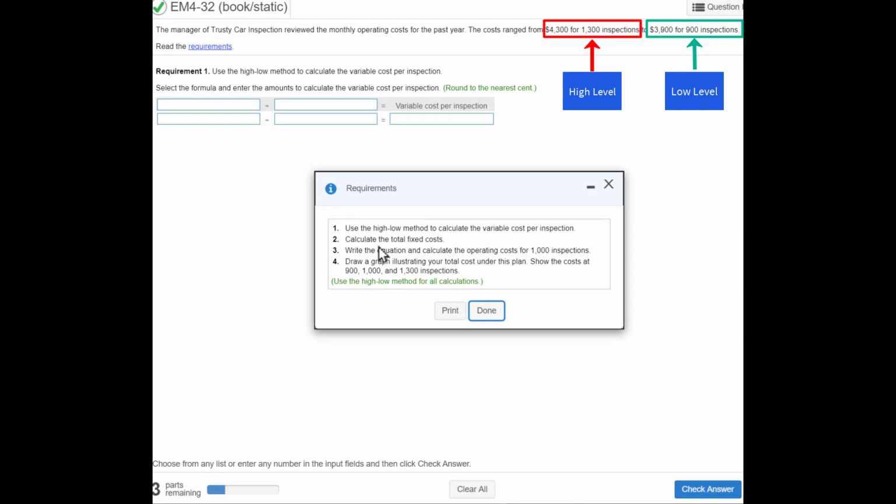Our requirements. We're going to use the high-low method to calculate the variable cost per inspection. Then we're going to use that to calculate the total fixed costs. And they're going to come up with an equation and calculate the operating costs for 1,000 inspections. So basically what's going on is they had 900 inspections and they know the cost. They had 1,300 inspections and they know the cost. So they want to be able to project the cost for other levels of inspections, in this case 1,000.